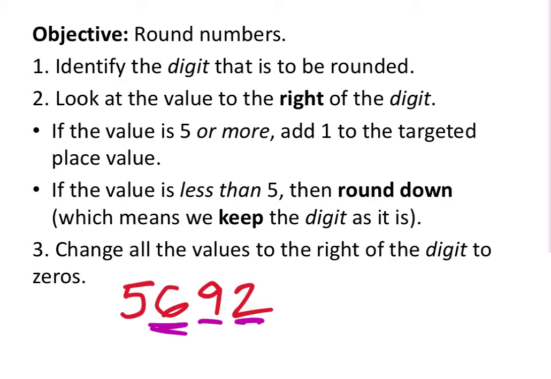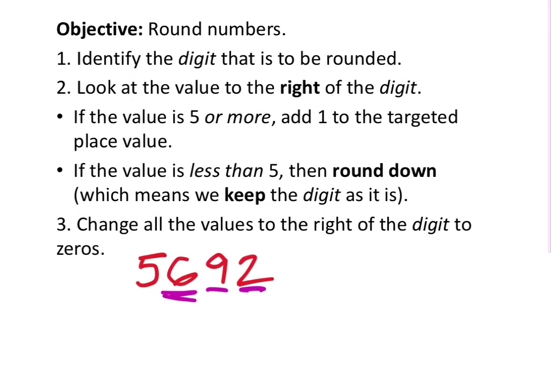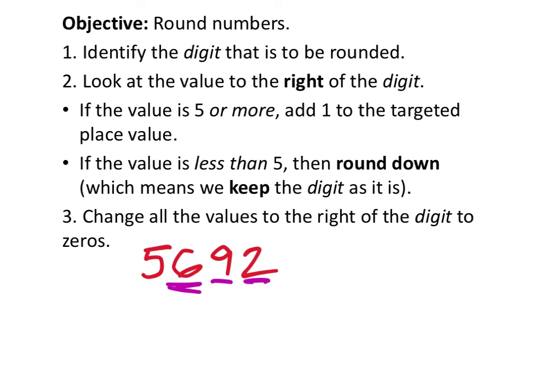Now, if we went by the rules, though, which you can do, whether you know that this is closer to the 700 or the 600, that's relative, but let's use the rules, okay? So I say, I've identified the 6. I look immediately to the right of that 9 right there.